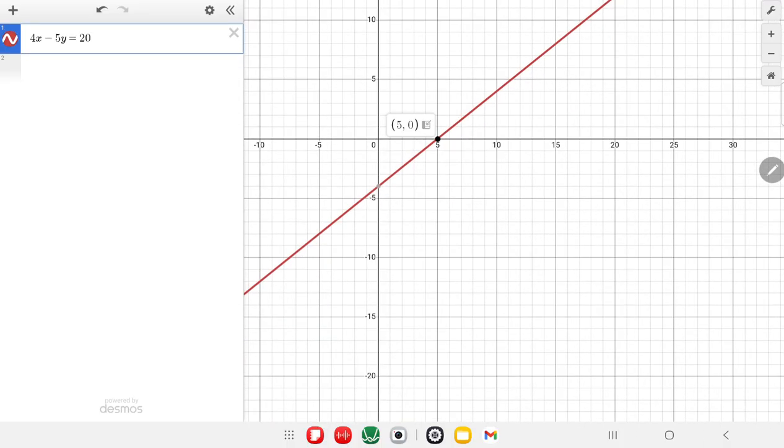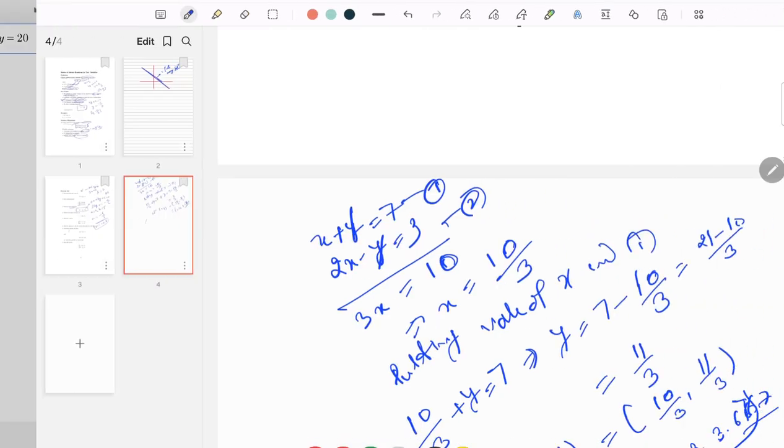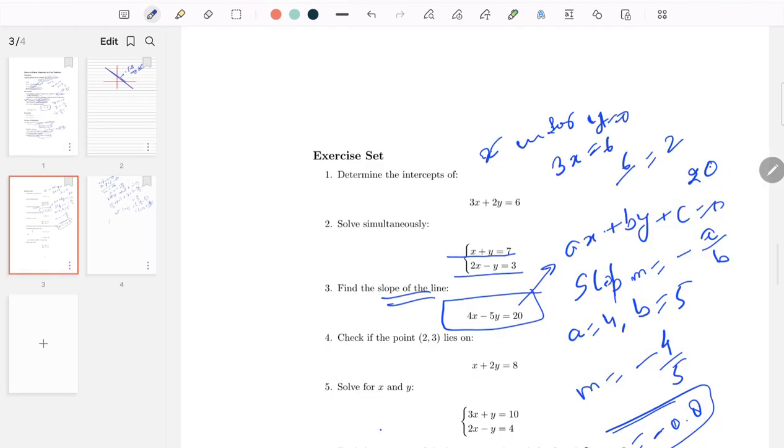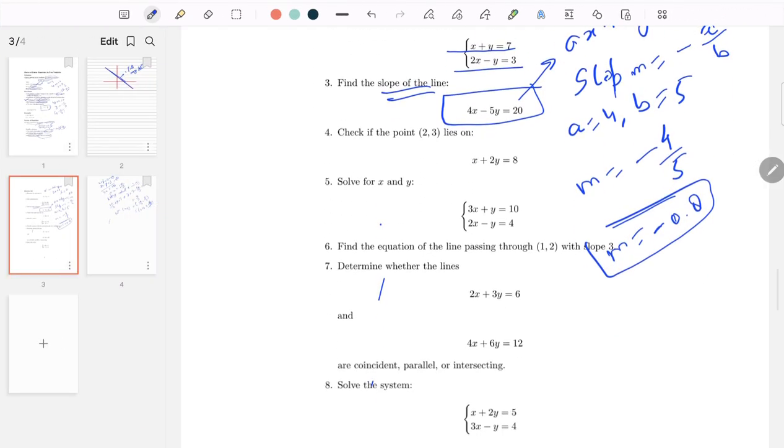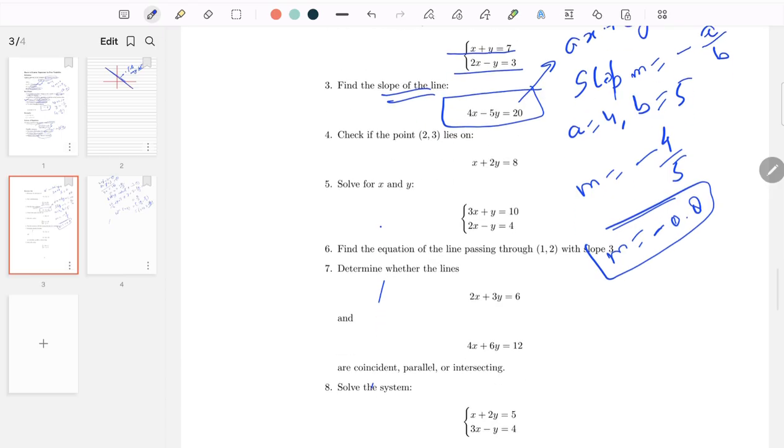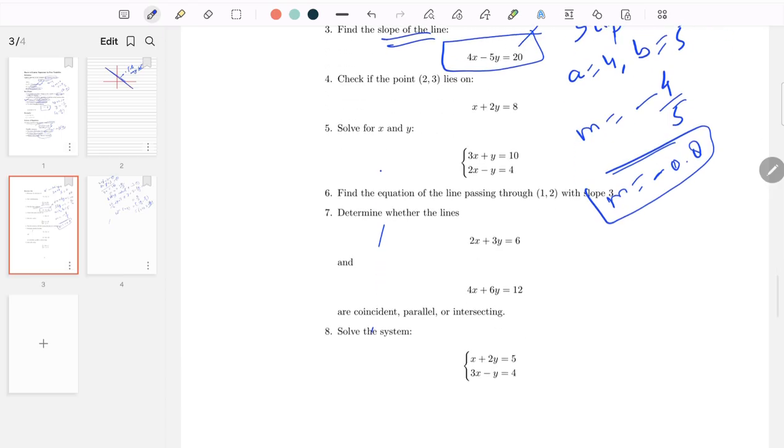Okay, so this is the first lecture on linear equations with two variables, and we are going to close this session now. You can solve these exercise questions.